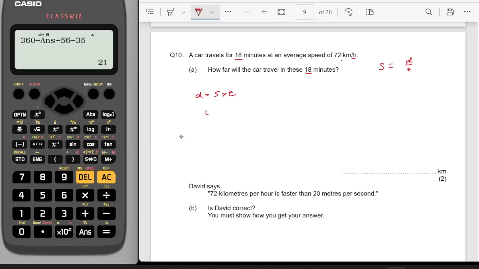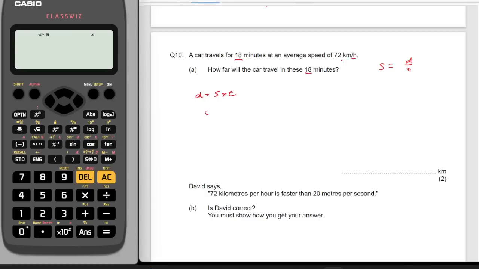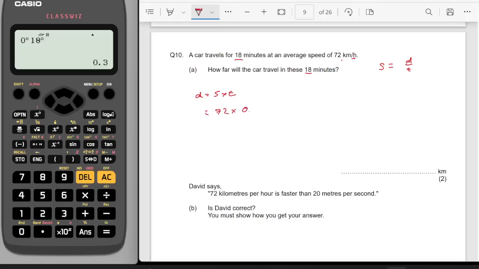What I'm going to do is work out the time in terms of hours, and so I can use this time function on my calculator to convert 18 minutes into hours quite easily. If I type in 0 hours and 18 minutes, that will automatically give me what decimal of an hour it is. So the time button on your calculator is a real quick way of converting between minutes and hours. So I'm going to do speed, which is 72 times by 0.3.